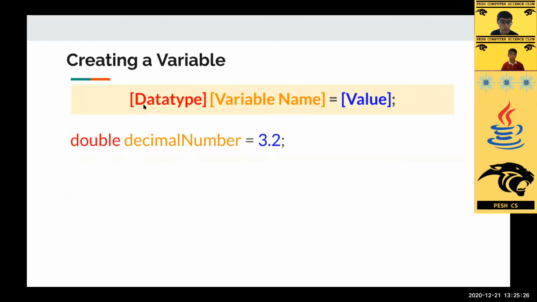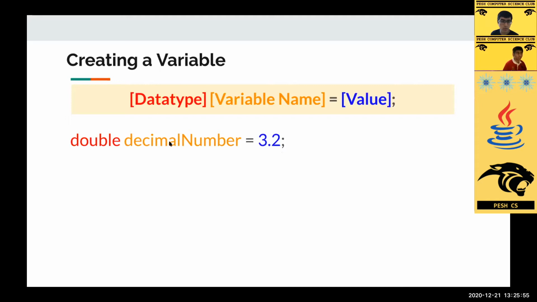So here's an example of how you create a double. Over here, we're specifying that the data type of this variable is double. You can see they're both in red. We're also specifying that the variable name, which is what we're calling it, is decimalNumber, and the value we're giving it is 3.2. This is how you create a variable called decimalNumber that can store a decimal number, like 3.2.